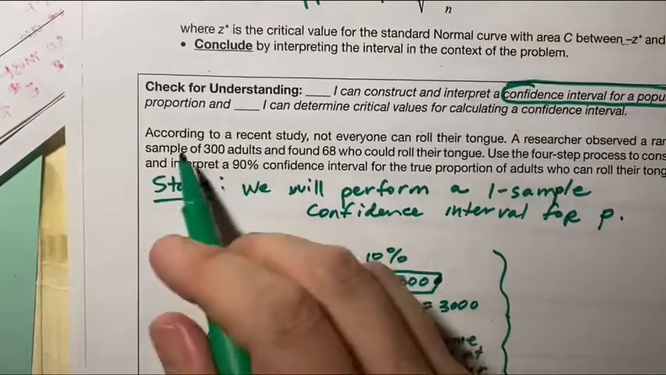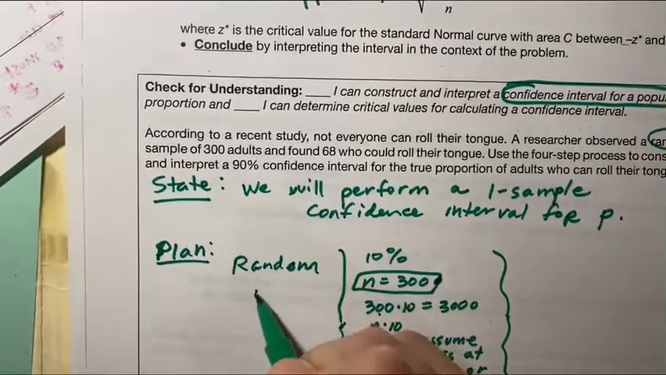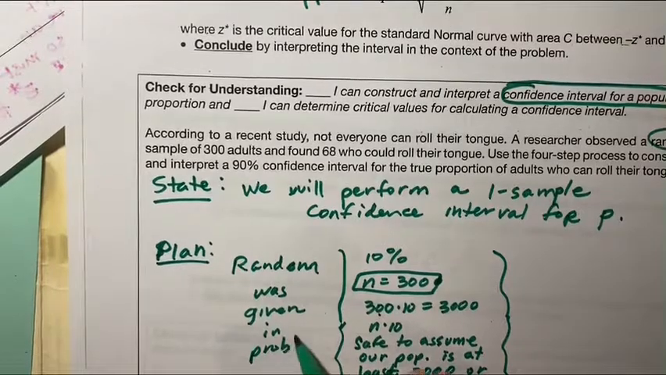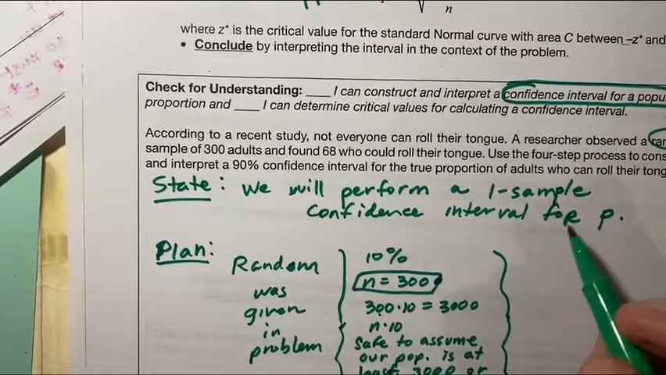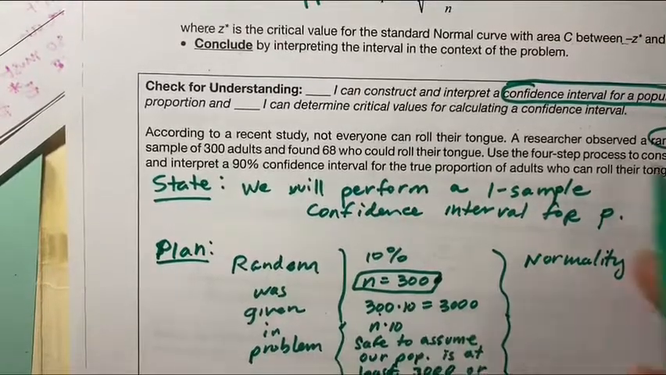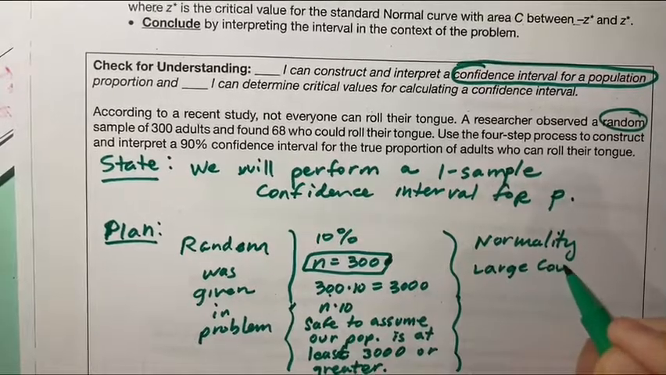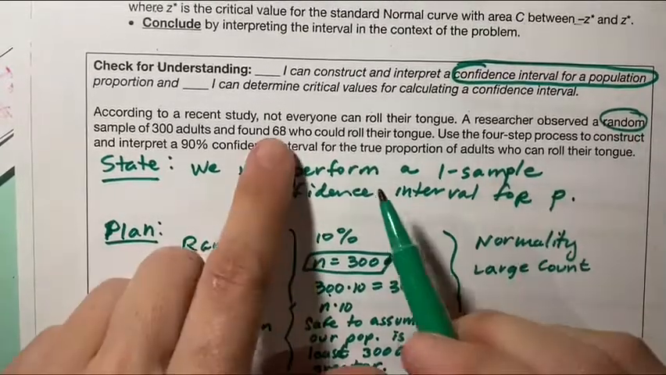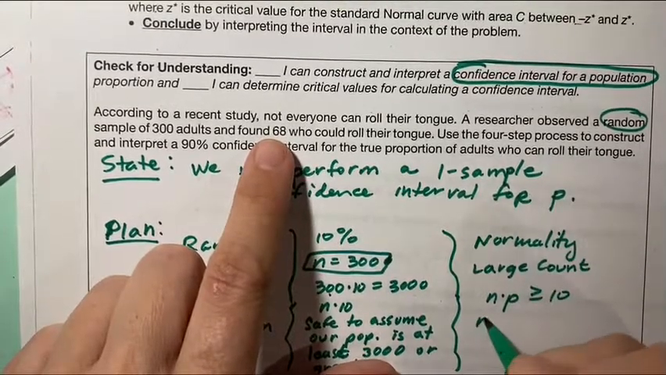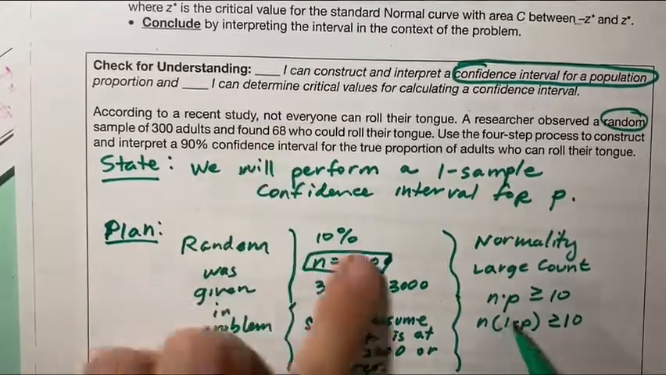Okay, random. Where was the random? Yes. And our test for normality. When you ask a yes or no question, the test for normality is called large counts. What does that mean? It means at least 10 yeses and nos. So n times p has to be greater than or equal to 10, and n times 1 minus p has to be greater than or equal to 10.